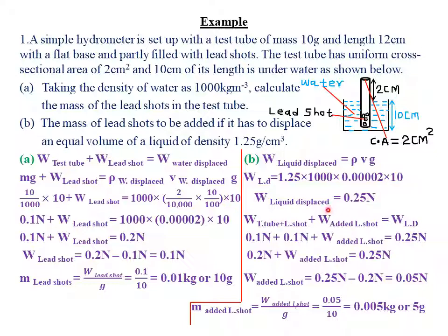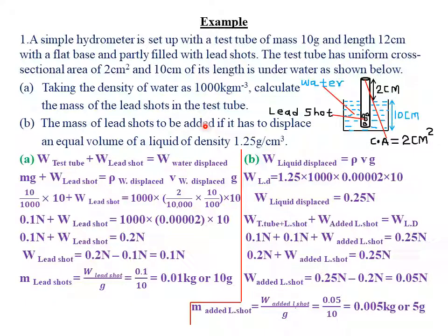Again, we know that the sum of upward forces and downward forces must be equal. Therefore, the sum of downward forces will simply be equal to the weight of the test tube plus the lead shots, that is the initial weight of the test tube plus the lead shots, plus the new weight of the added lead shots. Remember, we are told that the mass of the lead shots is to be added.